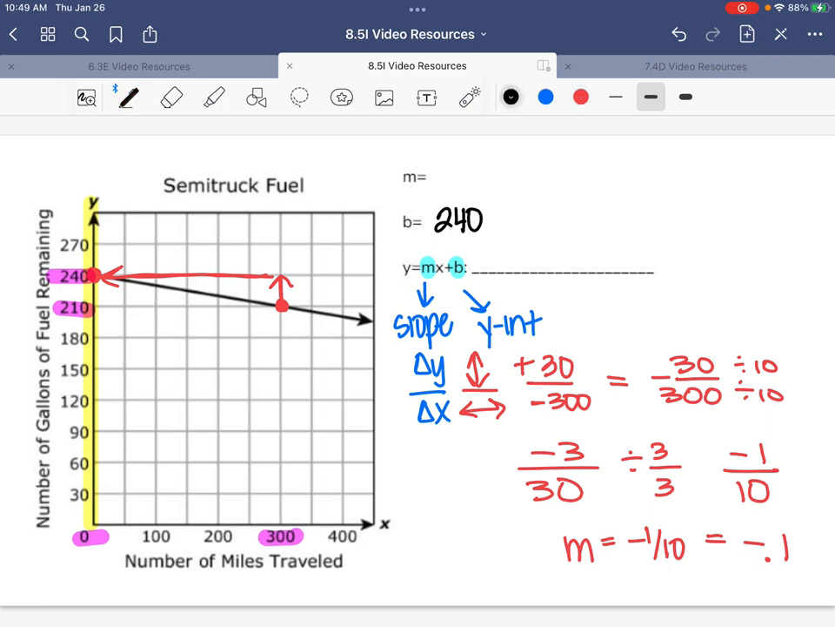So now that we have our slope and we have our y-intercept, then we can plug that into our equation. Y equals mx, so negative 1/10 times x, plus b, so plus 240. And so that is our equation in slope-intercept form. All right, let's look at one more.